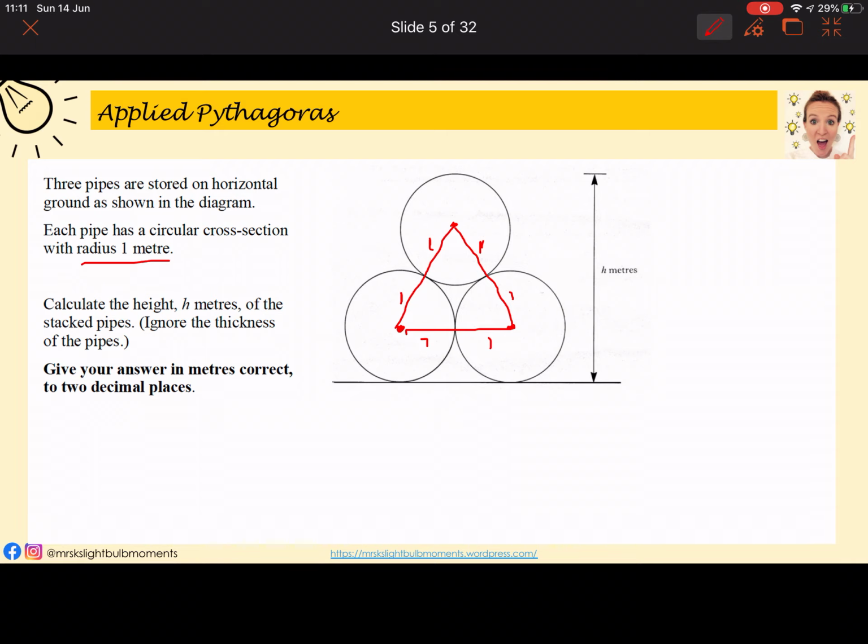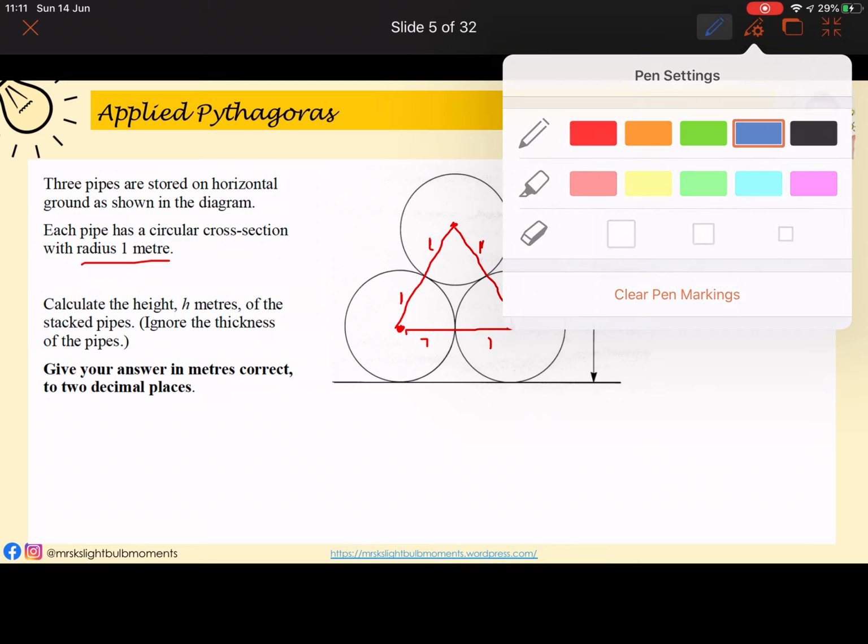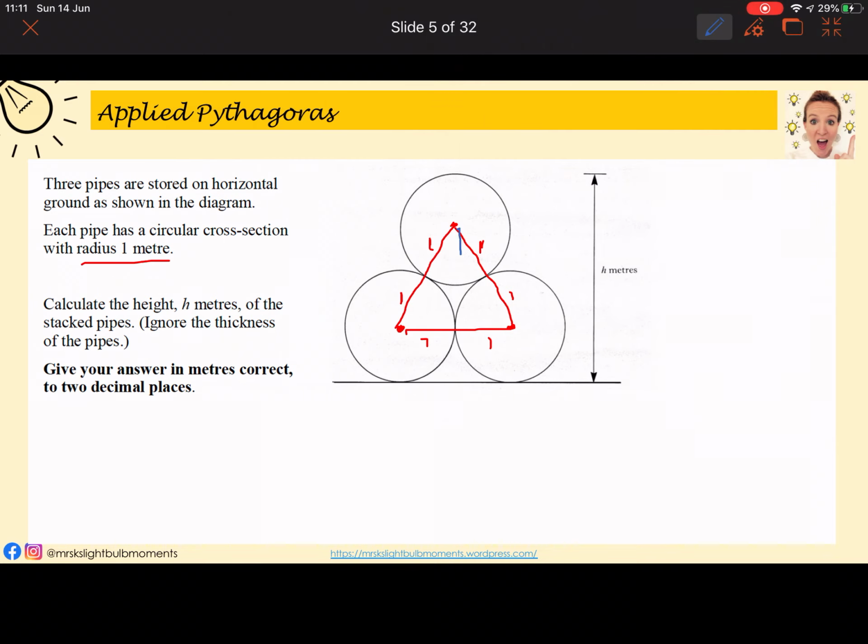But what did we do in the starter question? Can you remember when we had an equilateral triangle? We cut it in half. So cut it, sorry, mine's slightly off centre because of the stylus there, but cut your triangle in half. Now we've got a right angle triangle. I'm going to take that triangle out so we can see it a bit clearer. Okay, we have got the length of the hypotenuse as 2 metres. Our base is 1 metre. We can now find the height.